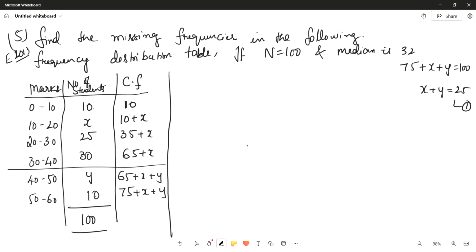Now, which is the median class? Listen here, x and y we don't know. So whenever the median they have already given, you have to select from the class interval column. Median value, it is 32. That means median will be between 30 to 40. So this is the median class. Always remember that when they have already given the median value, you have to take that from the class interval column. So from 30 to 40 will be the median class.